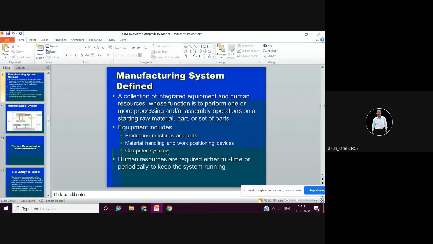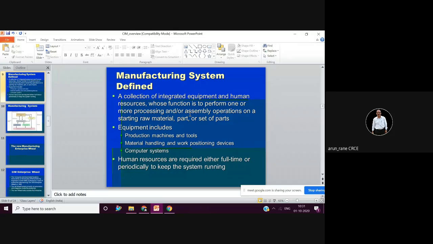So how is a manufacturing system defined? It is a collection of integrated equipment. Equipment and human resources are joined and linked to each other, whose function is to perform one or more processing and assembly operations, starting from the raw material, part or setup. Nowadays we call it a single piece flow line. That is, the raw material enters at one end and the finished product comes out at the other end.